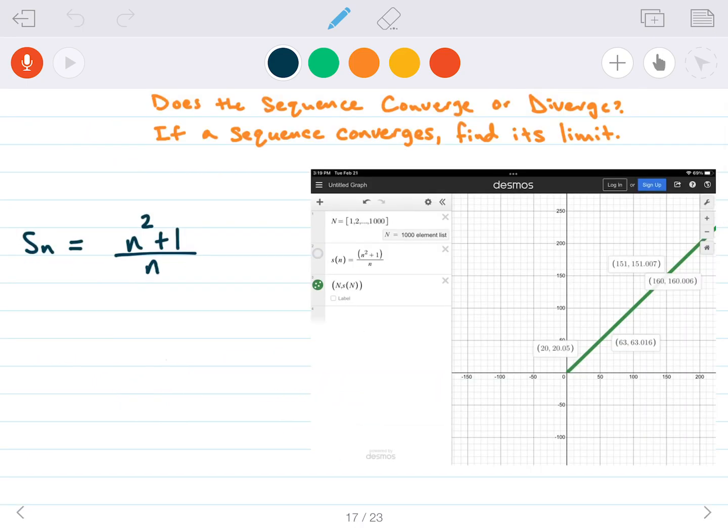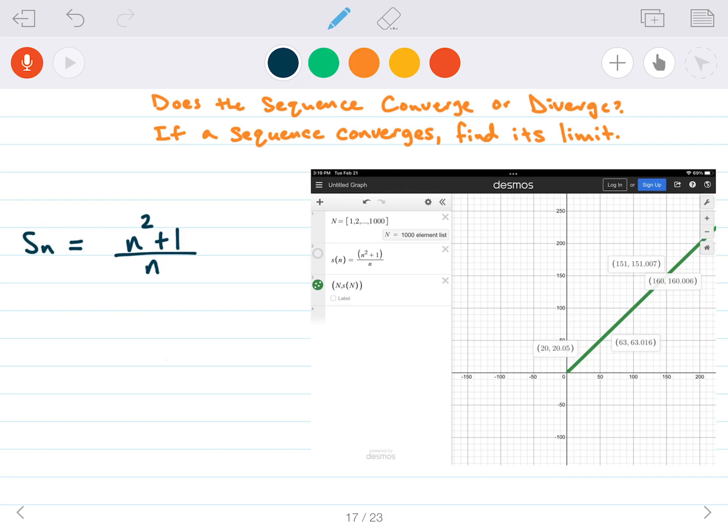Okay. What about this sequence? Does this sequence converge or diverge? We have n squared plus 1 over n. Now, if we look at our graph, it's fairly obvious what's happening. As n gets bigger, the sequence gets bigger without bound, right? The output values, if you will.